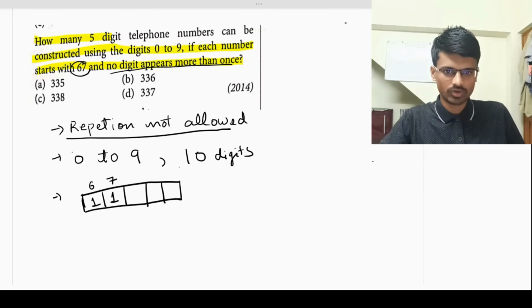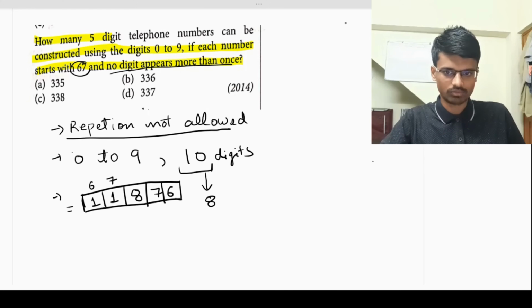So out of 10 digits, how many digits am I left with? 2 digits are gone. I'm left with only 8 digits. I can fill this spot with 8 digits. Now, I've used up 3 digits. I can fill this spot 7 ways and this spot 6 ways.